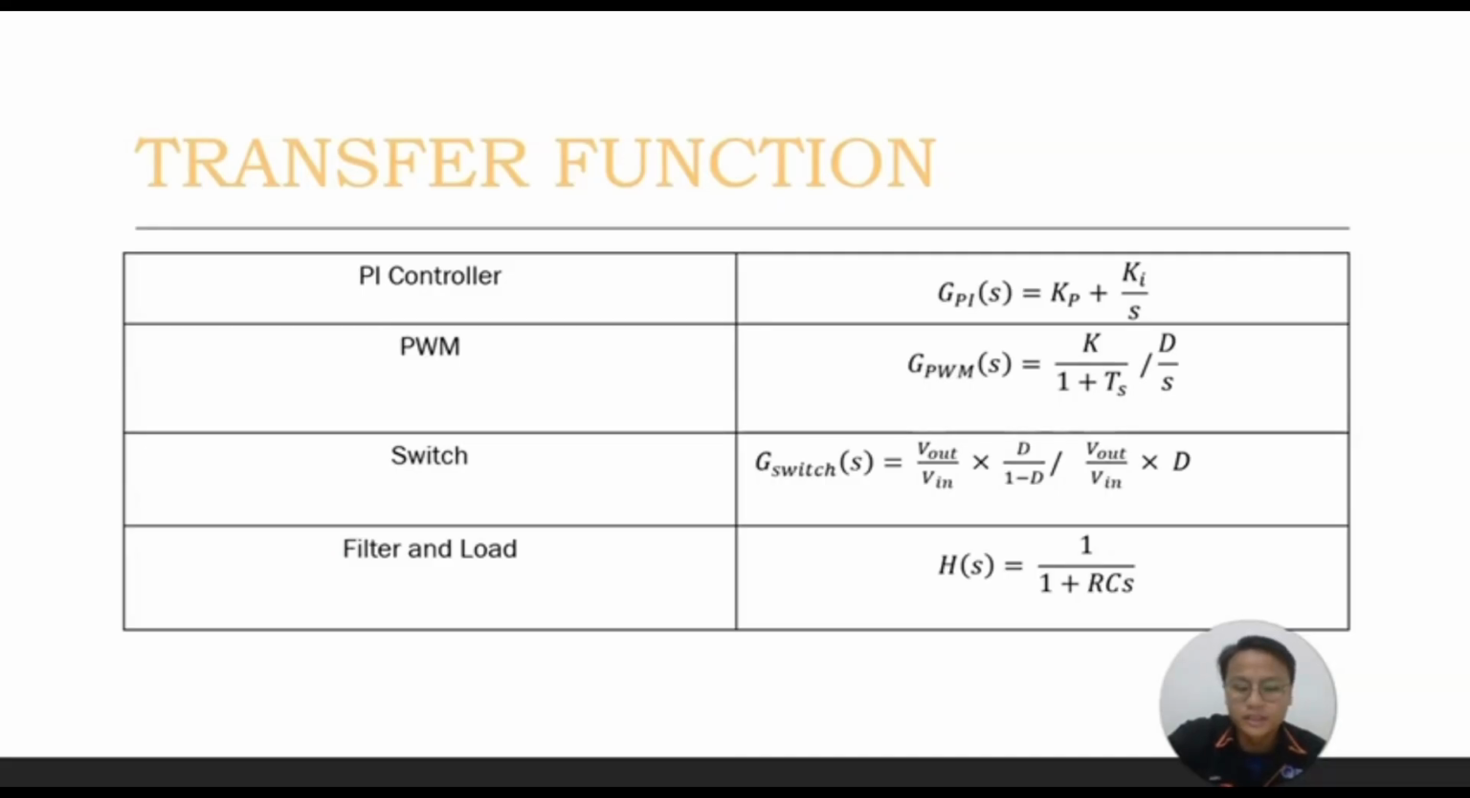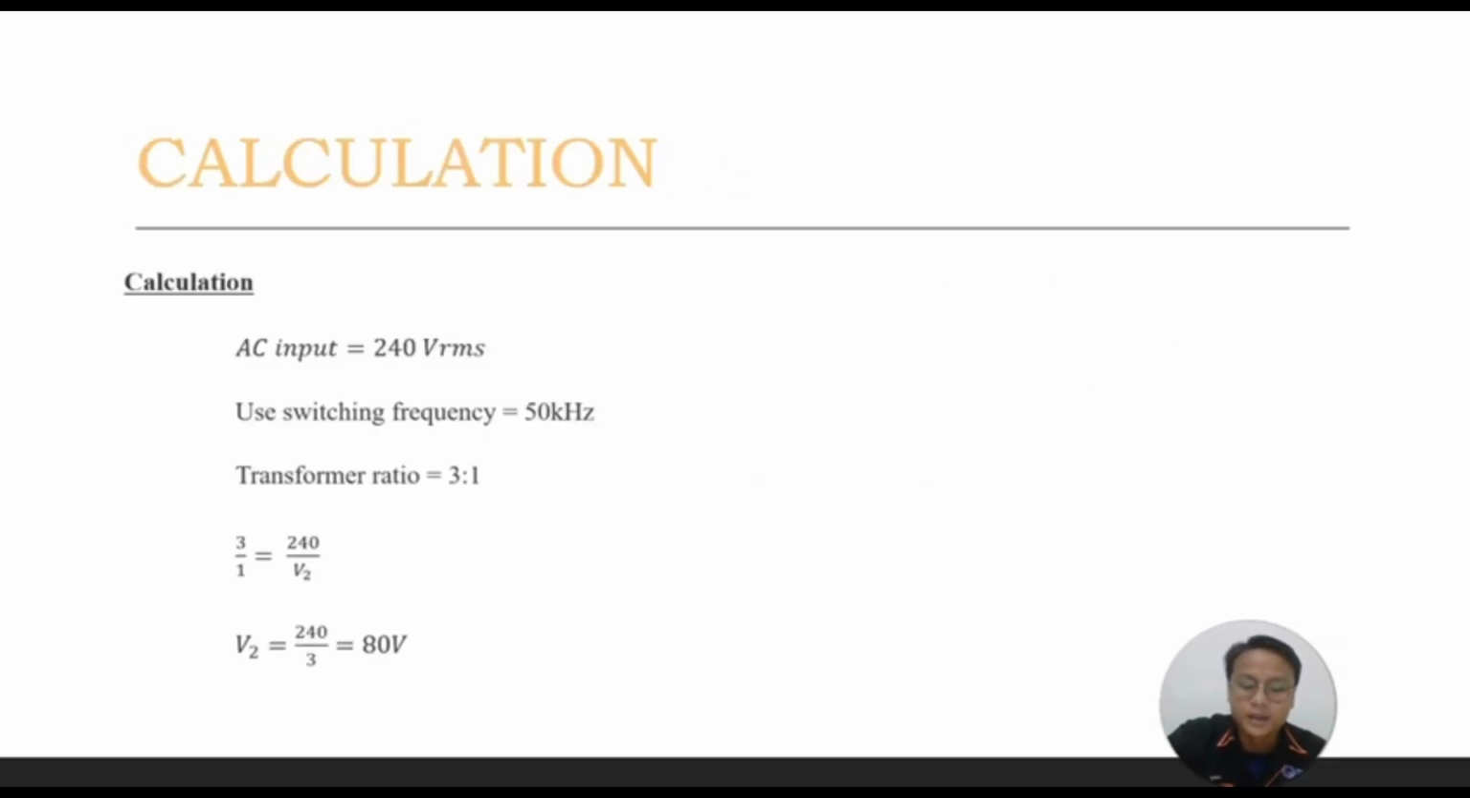So first of all, this is the transfer function block diagram of the buck converter, which contains a PI controller, pulse width modulator, switch, filter, and load. After that, for question 2, I will present the calculation for our assignment.